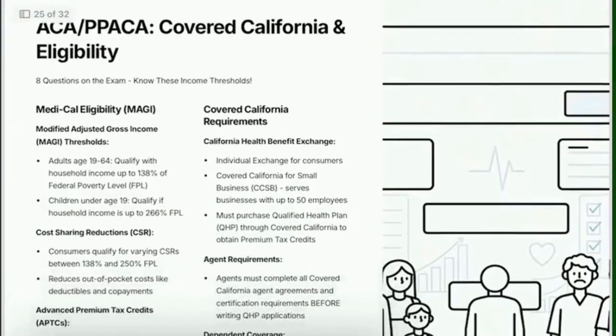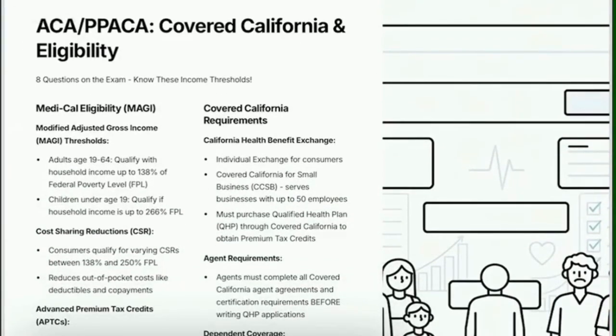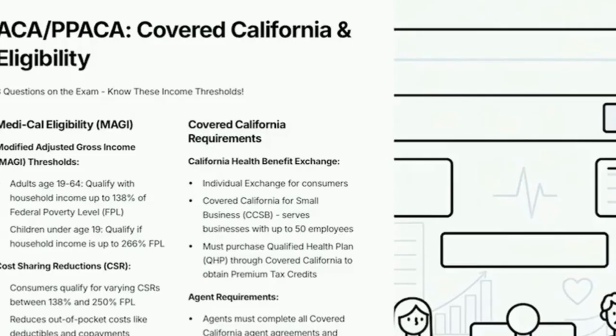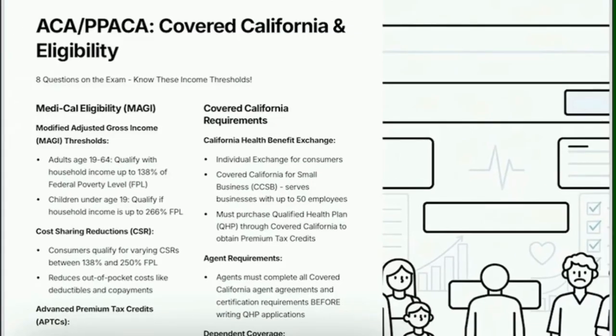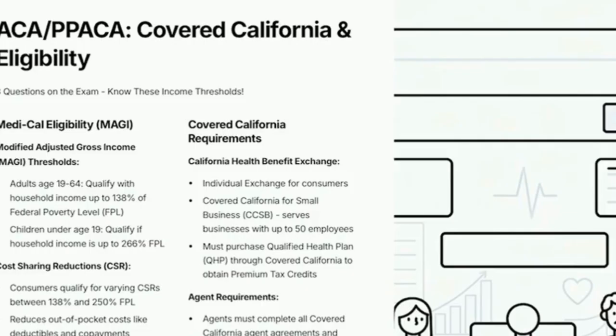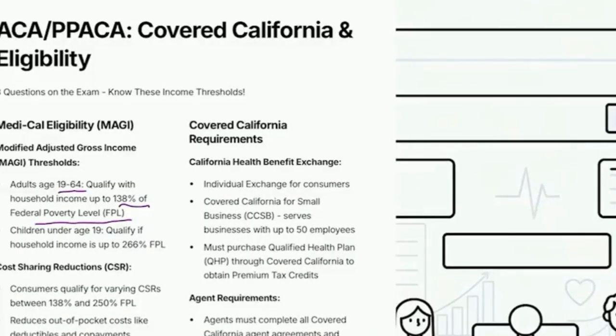So in relation to the Affordable Care Act and Covered California, these are some of the scenarios where they may show up. So Medi-Cal, right? Medi-Cal eligibility. Medi-Cal, MAGI, has the modified adjusted gross income thresholds, MAGI. And this is for adults age 19 to 64. They qualify with a household income up to 138% of the federal poverty level. This number may change as of January 1st. And if it does, we will make sure to update our videos as well.